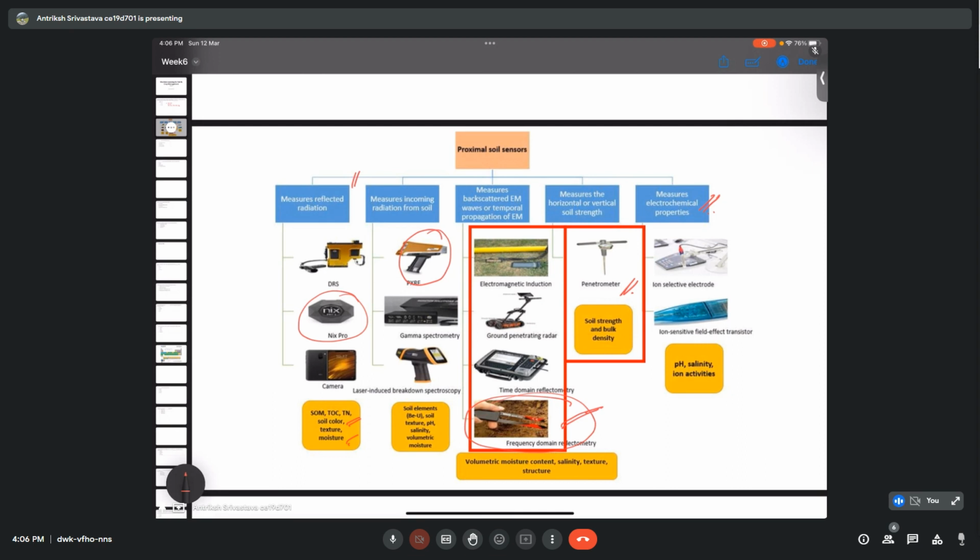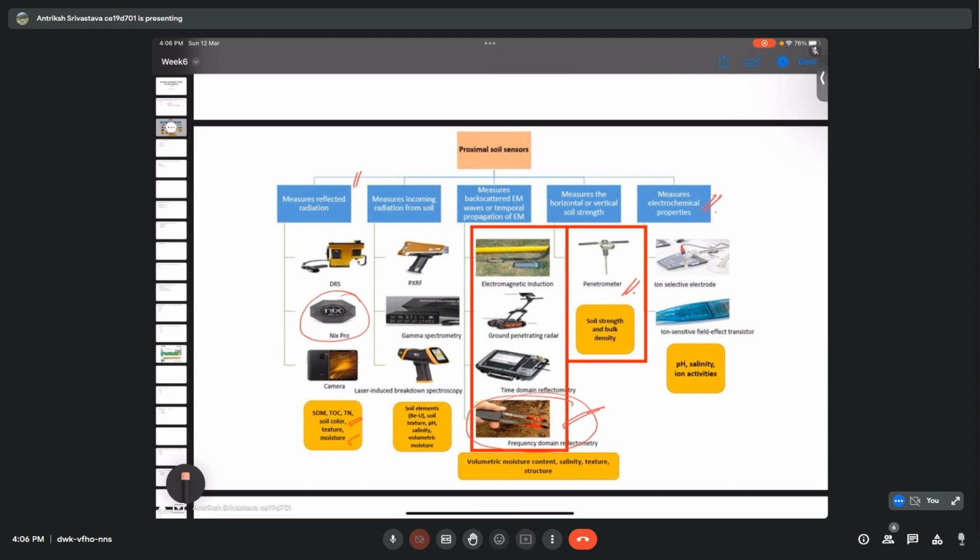Now the PXRF, the portable X-ray fluorescence spectroscope, will be measuring the incoming radiation from the soil. We'll see the working principle of PXRF. And then we have the backscatter of electromagnetic waves, which will be measured by electromagnetic induction, ground penetrating radar, time domain reflectometry, and frequency domain reflectometry.